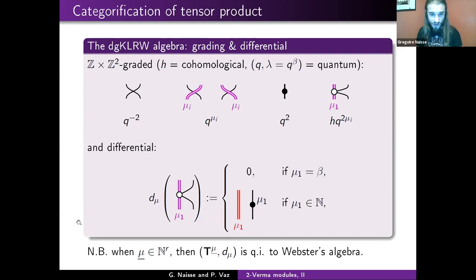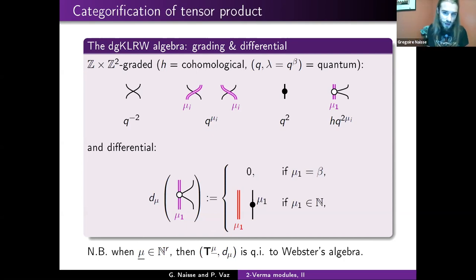So you can already observe that if all your weights are integral, then what you have is basically the usual KLRW algebra where the cyclotomic condition has been DG enhanced by this relation. And so you get something quasi-isomorphic to the usual Webster algebra.